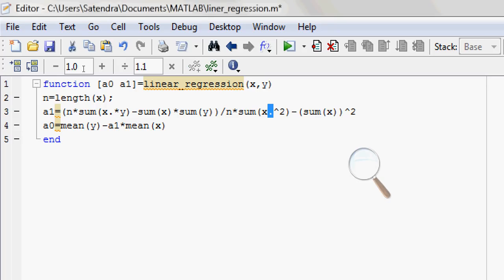Now the dot performs the same function here also, that is it will perform the square of each element in the matrix x. Now again in the formula for a0, we will take the mean of y minus a1 times the mean of x. Now let's try to run it in Matlab.